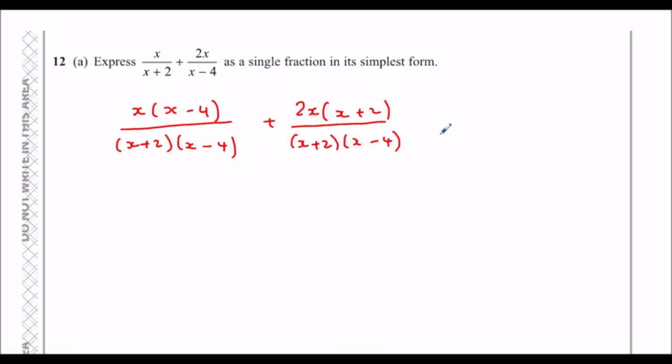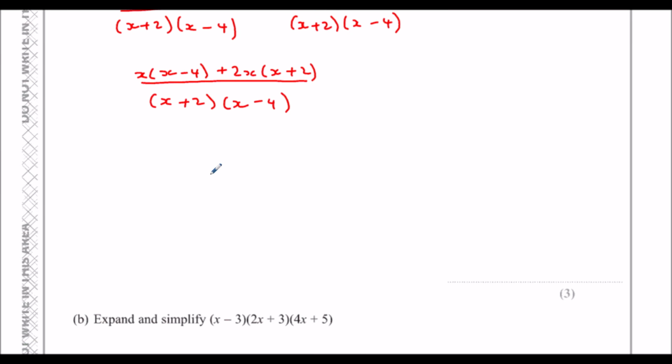Now the denominators are the same. They're both x plus 2 times x minus 4. We can add the fractions, so I write this as one fraction over x plus 2 times x minus 4. I won't expand the brackets just yet, I'll leave them for now and just write it as a single fraction. Now I'm going to expand the brackets. The denominator is still the same, and I'll expand the top.